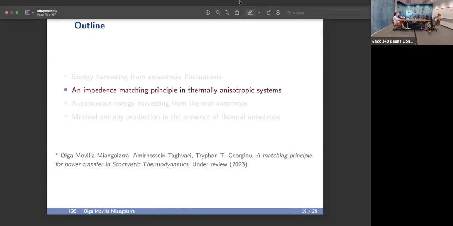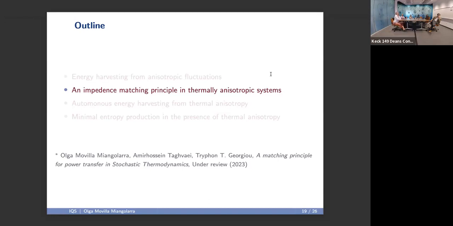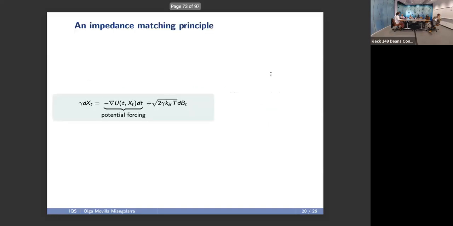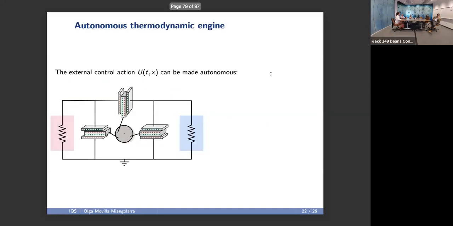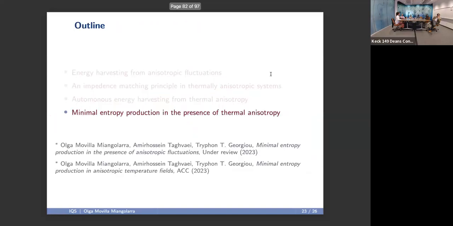So now, if we have time, well, we have very little time, so maybe we can skip to one. I can just talk about minimizing entropy production. These are some related projects that we have, but we don't have that much time. So let me just talk a little bit about the one that for me is most interesting and more intrinsic to these thermally anisotropic systems, which is minimizing entropy production.